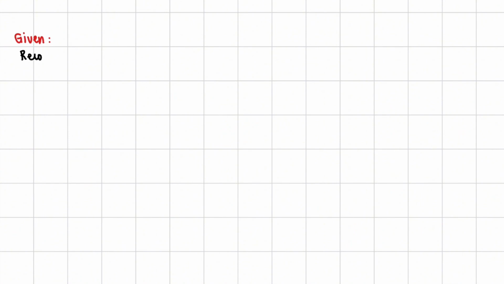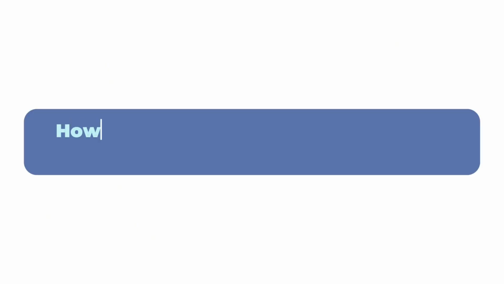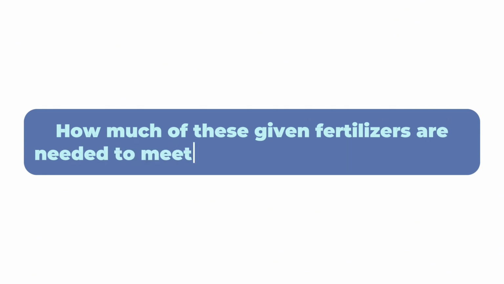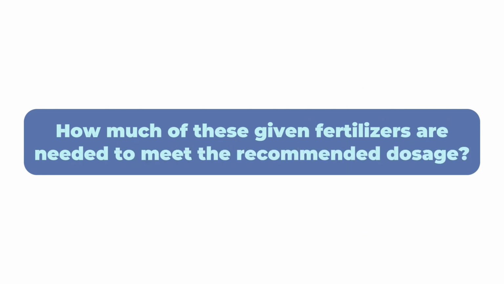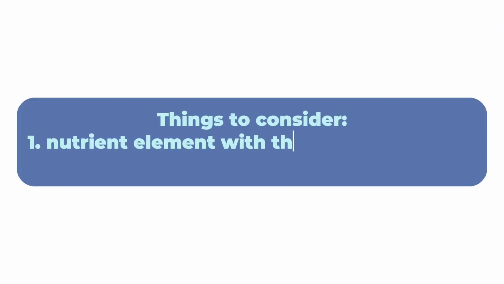For example, these are the givens. The recommended dosage is 30 nitrogen, 20 phosphorus, and 0 potassium, and the available fertilizers are urea, which has the grade analysis of 46 nitrogen, 0 phosphorus, and 0 potassium, and ammonium phosphate, which has a grade analysis of 60 nitrogen, 20 phosphorus, and 0 potassium. The question is how much of these given fertilizers are needed in order to meet the recommended dosage. There are things to consider in solving for the fertilizer and fertilizer nutrients needed.